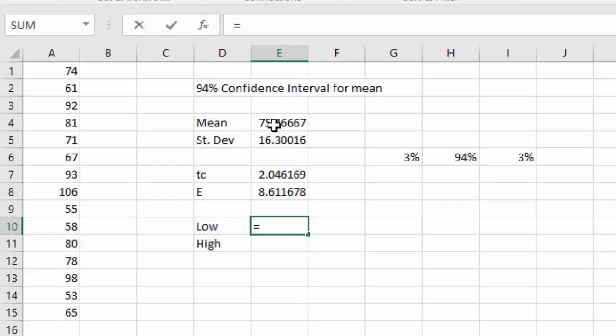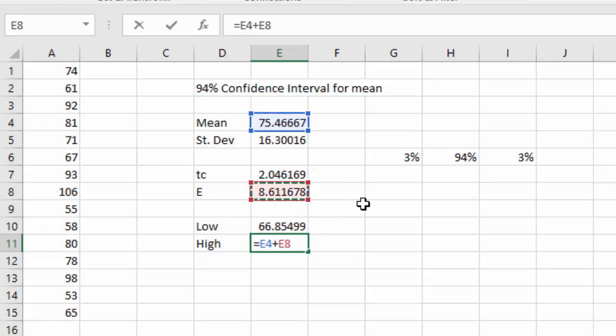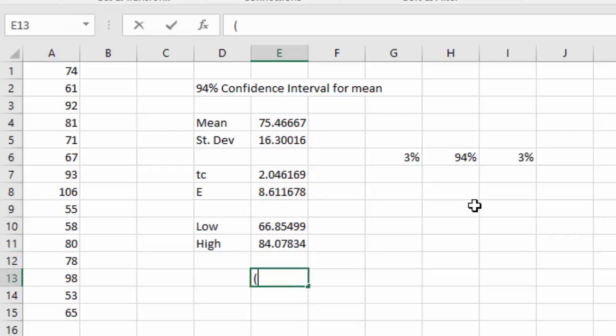For the low value, equals, we'll select the mean and subtract the error, enter. For the high value, equals, we'll start with the mean and we'll add the error and hit enter. So now we have a confidence interval of 66.9 to 84.1. We are 94% confident the actual mean falls within this range. Again, this time we had to use the t-value instead of the z-value because we did not know the standard deviation and the sample size was smaller than 30.